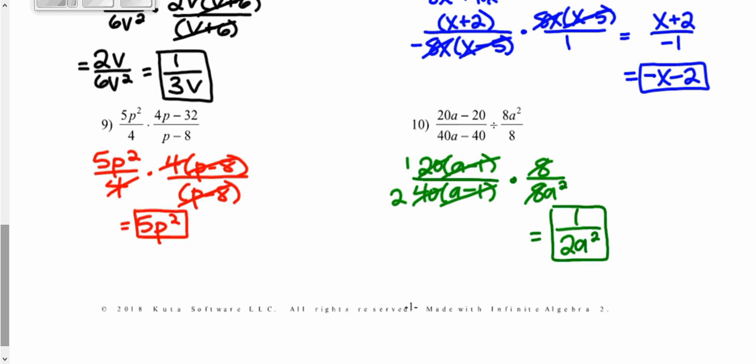If you get to your final answer, always make sure that your final answer is completely simplified. So for example, if I wrote my final answer and I still saw that I had 20 over 40, we know that that simplifies to 1/2. So you can do that in a couple different steps if you want to.